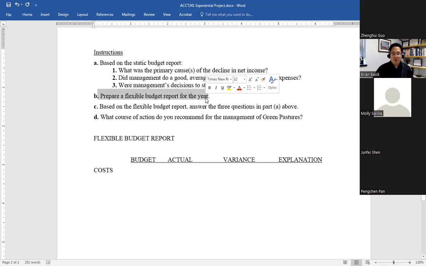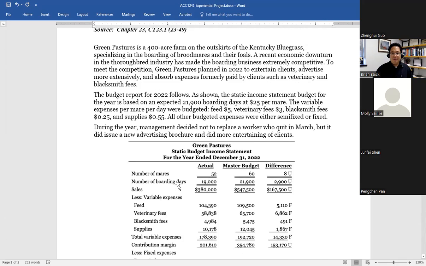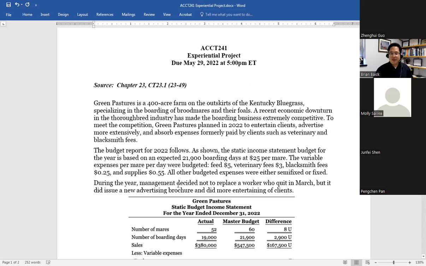Prepare a flexible budget report. Well, that's what we're going to do here, right? You're going to update the static budget and create an actual result and compare it against the flexible budget result. Okay. And what do you recommend that Green Pastures does? Okay, so this is an overview of the project. Any questions on this so far?